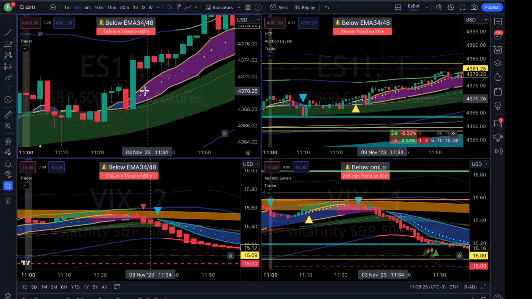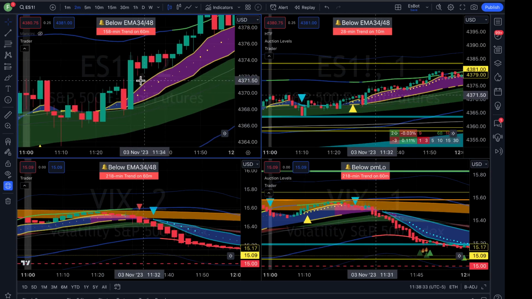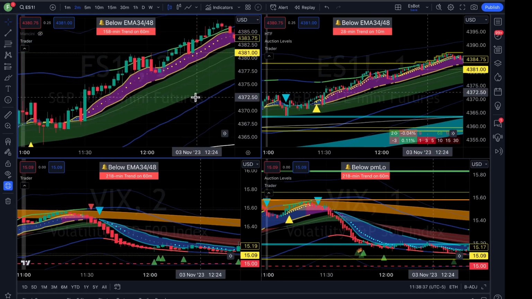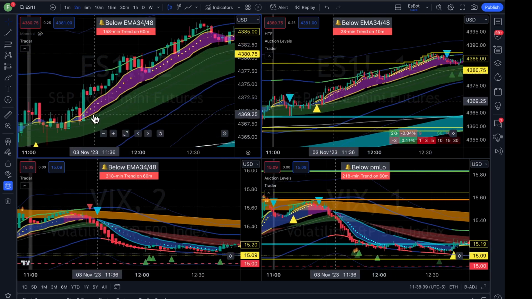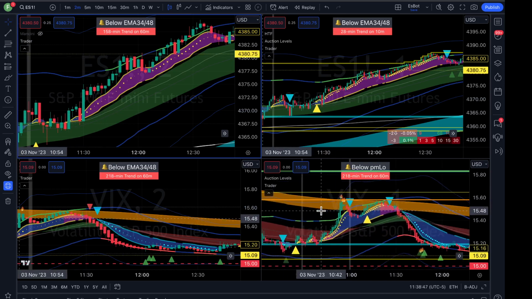So this, combined with the blue triangle here on the VIX 2 minutes, makes this a very good entry if you missed the original move, to get back in and ride it to the upside. Okay, so you can see here on the 2 minute we have a blue triangle. You can see on the 1 minute, look how beautiful this is.